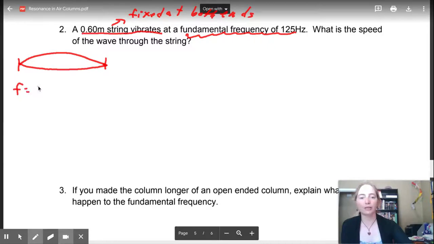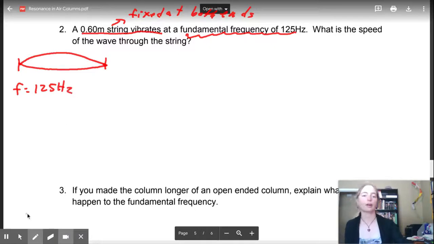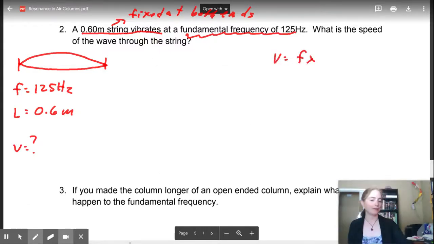So we have a frequency of 125 hertz. What is the speed of the wave going through the string? Well, the length of the string is 0.6 meters. We're trying to find the speed. In order to find the speed of a wave, we need to use v equals f lambda. We have the frequency, we have the length of the string, but we need to use the length in order to get the wavelength.